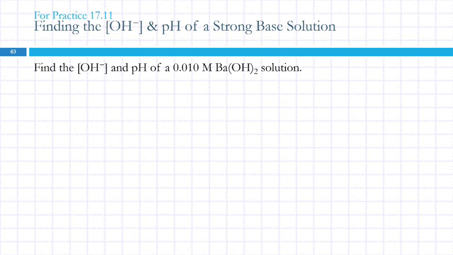So this is a strong base, and so we can write the equation for it ionizing, or this is dissociating. It's going to form a barium ion and 2 hydroxide ions. We get that from the chemical formula. So we've got 0.010 molar of the barium hydroxide, and we want to know what the hydroxide ion concentration is.